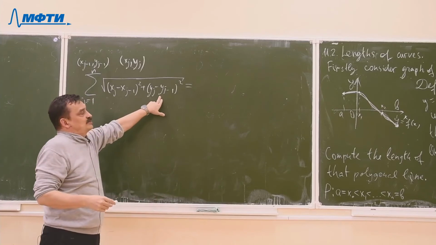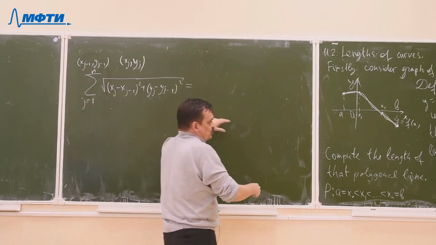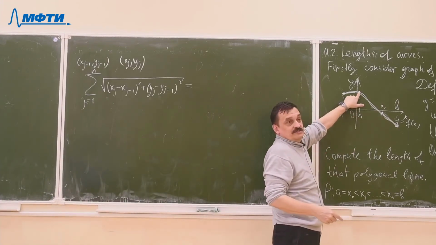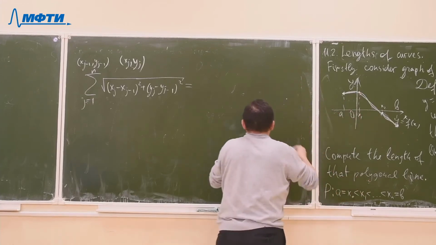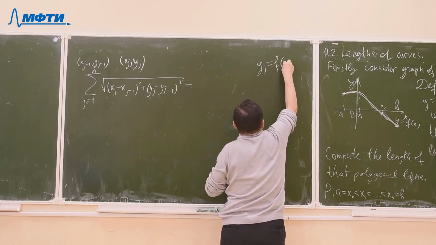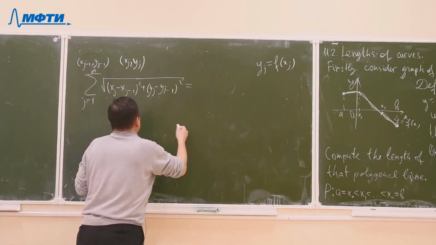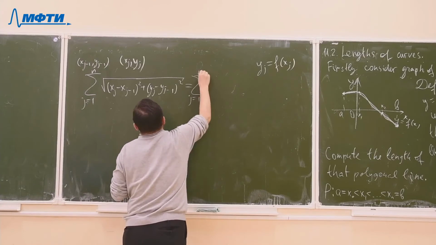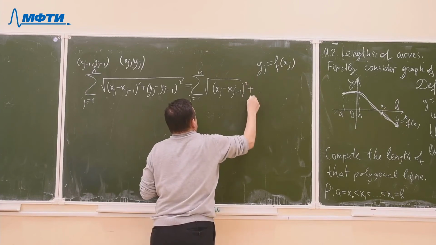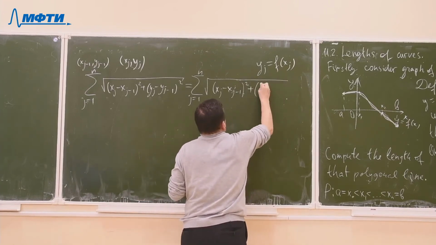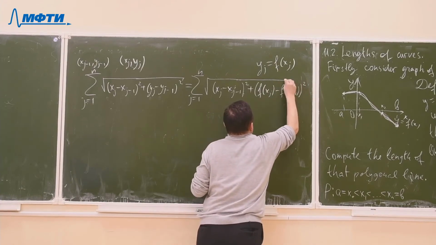So what are yj and yj-1? By definition, what are those yj's? We took points of our graph, right? It means yj equals f of xj. Precisely, right? So, let me compute it. That is (xj minus xj-1) squared plus (f of xj minus f of xj-1) squared.